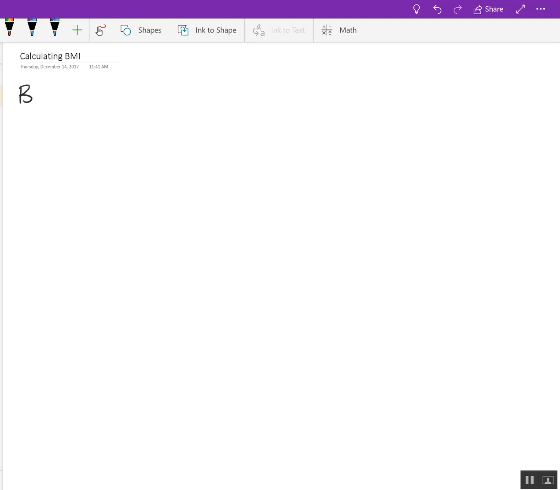So the first thing to remember about BMI is that it's different than percent body fat. BMI is only assessing weight relative to height. The BMI equation itself is pretty simple. BMI is going to equal weight in kilograms divided by height, and that's in meters squared.